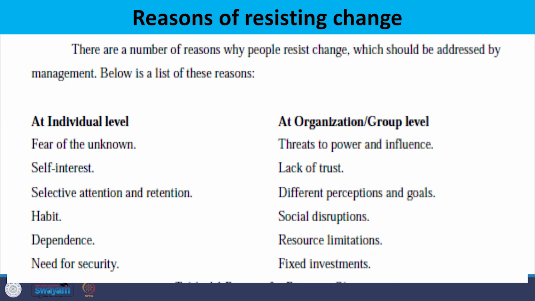There are a number of reasons why people resist change, which should be addressed by management. Below is a list of these reasons at the individual level and at the organization or group level. As discussed earlier, fear of unknown, self-interest, selective attention and retention, habit, dependence, and need for security are some of the individual level factors. And organizational or group level factors are threats to power and influence, lack of trust, different perceptions and goals, social disruptions, resource limitations, fixed investments.